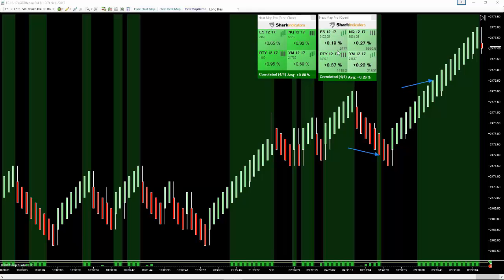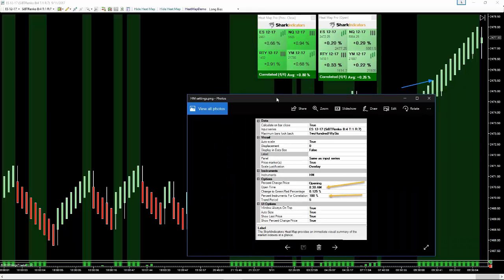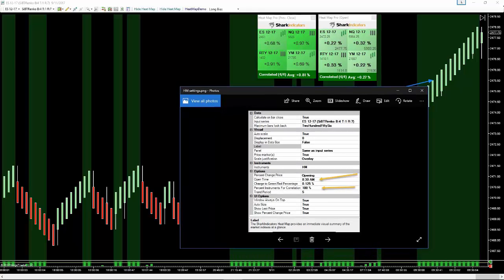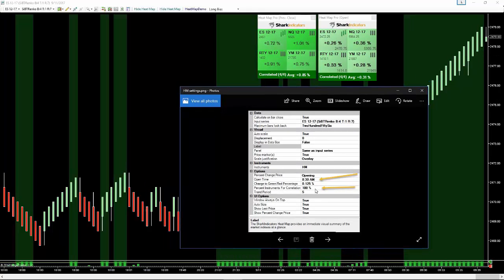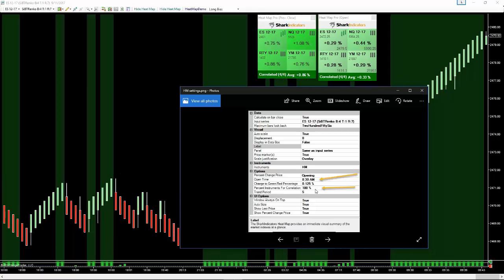And these settings can be adjusted to your user preference. I'm going to quickly show you that now while this is playing out. The settings that HeatMap Pro allows you to do, you can change that to 75% if you only want 3 out of 4 markets to be correlated. The change in percent is also up to you. I have mine set at a 0.125.